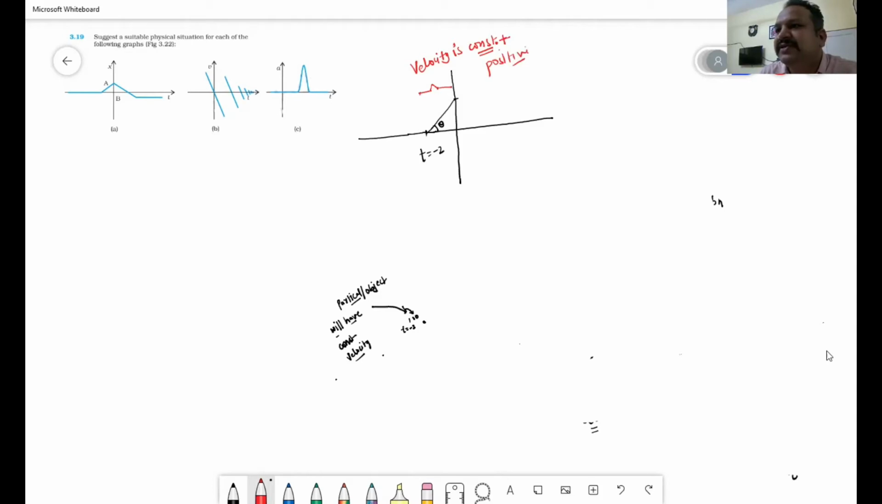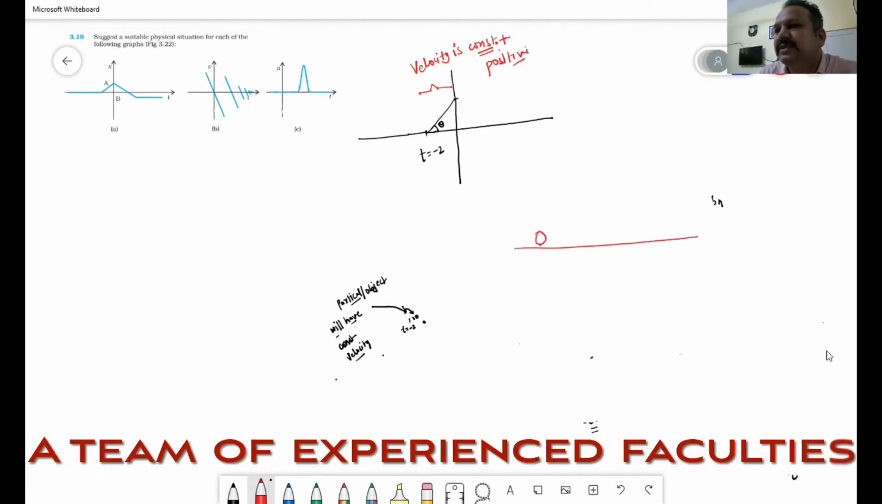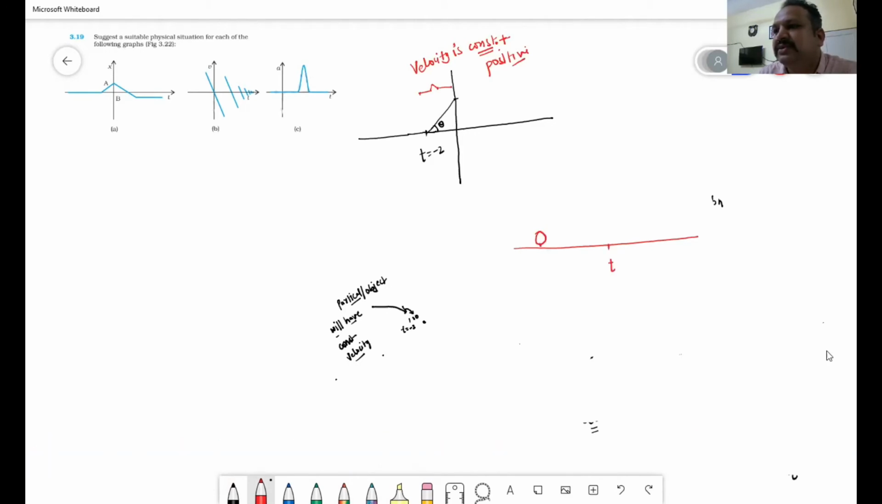Suppose an object is moving, this is the object, and this is time t is equal to 0, and this is the time t is equal to -2 seconds, and it is moving towards the positive x-axis with a constant velocity. Suppose it has some velocity, for example 2 meters per second in this positive direction. So this direction is nothing but i cap.